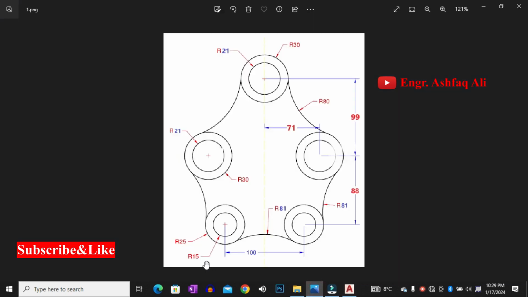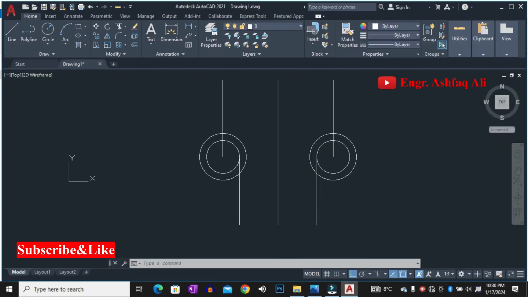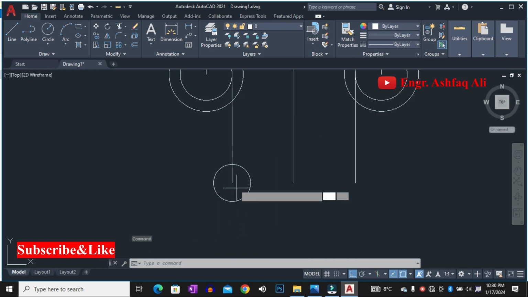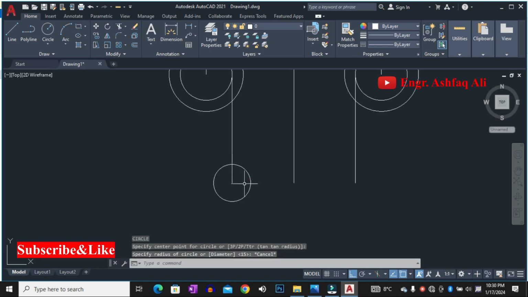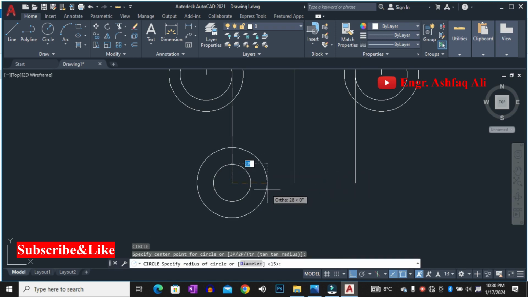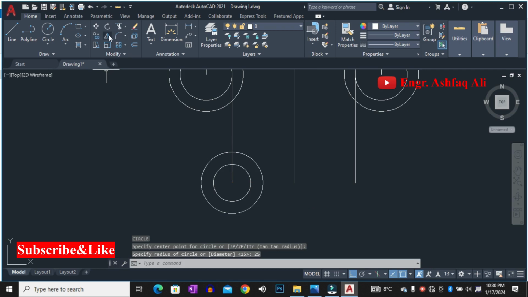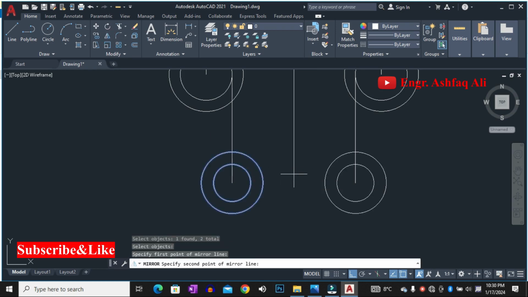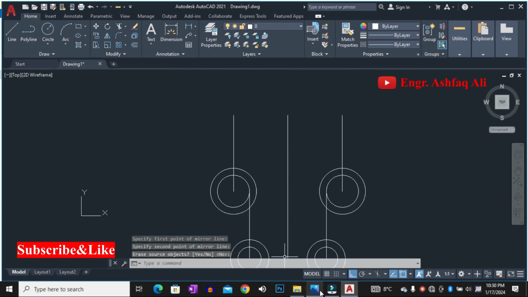Again, I'm going to draw another two circles with a radius of 25 and 15 at the below portion as shown in our figure. So select circle and draw two circles of radius 15 and 25 as shown. Now again I am going to mirror these two circles from the vertical center line.